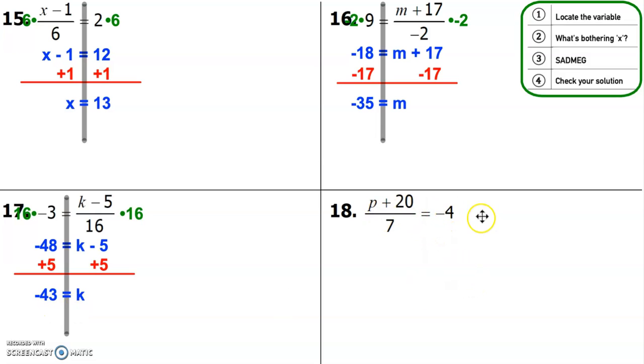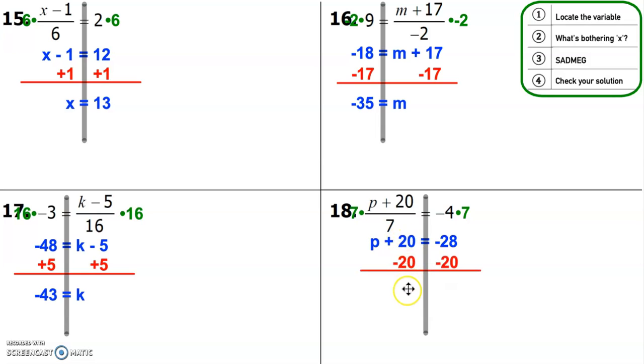Here, I'm going to multiply by 7 on both sides. That's going to leave me with -28 on the right and just p plus 20 on the left. Then I need to get rid of the 20 by subtracting it. So that leaves me with p equals -48. Follow those steps each time. Locate that variable, identify what's bothering x, and then undo with SADMEG.